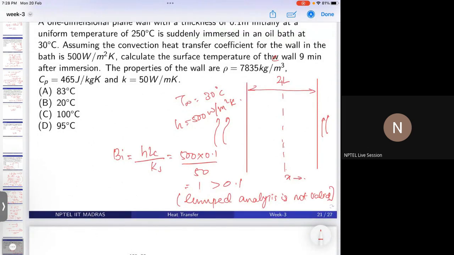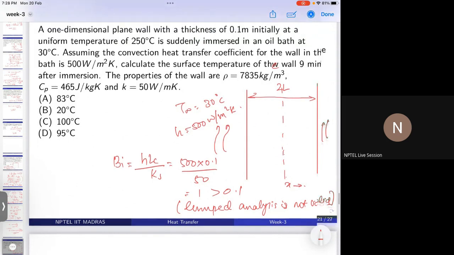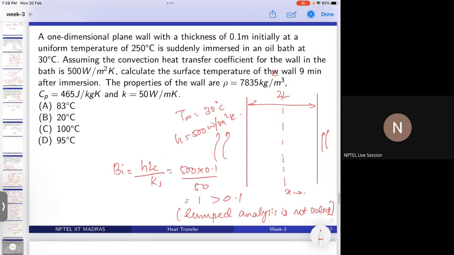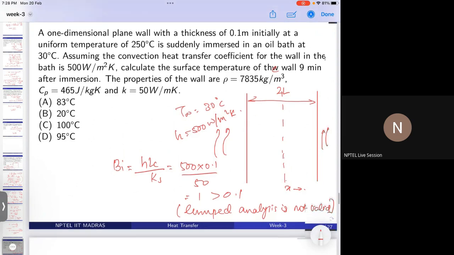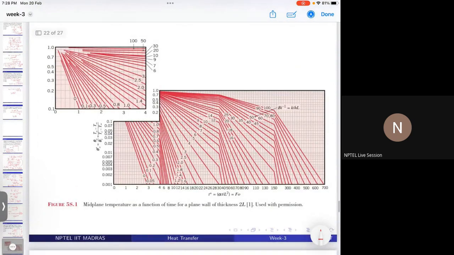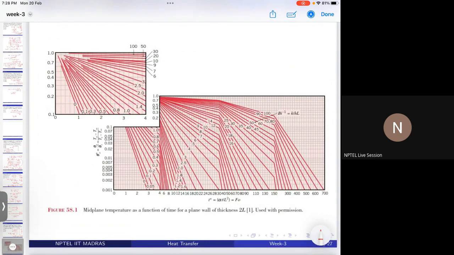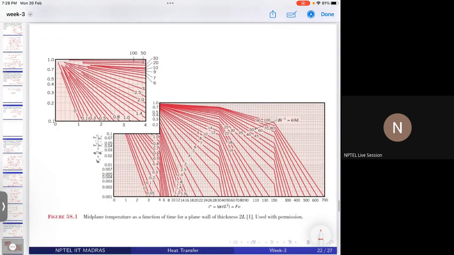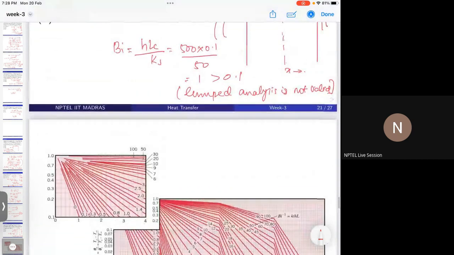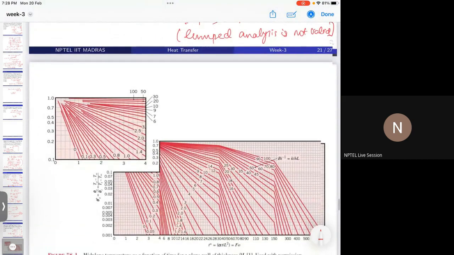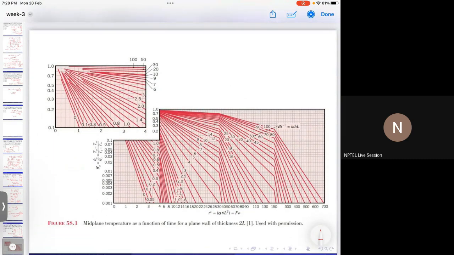And this is not a semi-infinite case also. We have to use some charts. So if you are provided with charts, we can use this. I'm just showing an example of how to use the chart, so that you can apply the same procedure to other problems also.